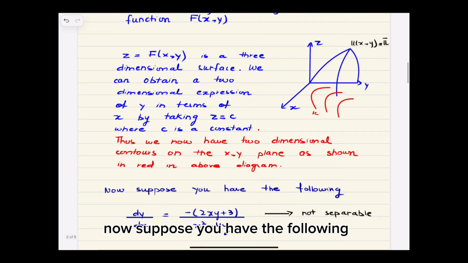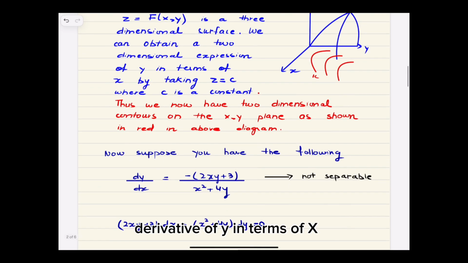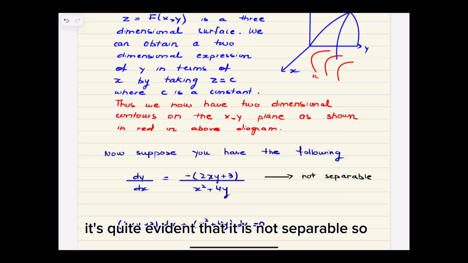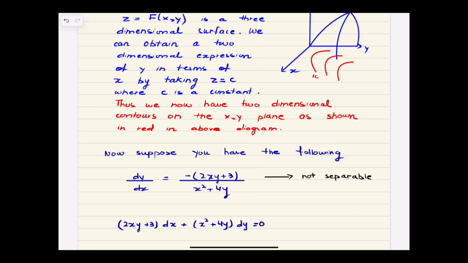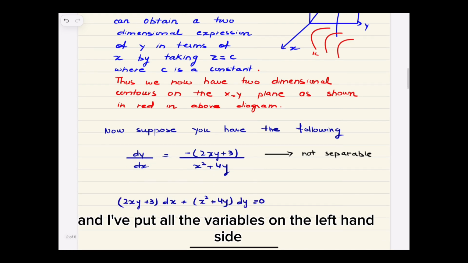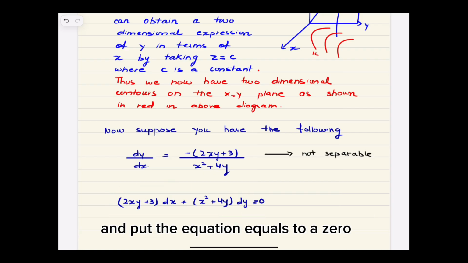Now suppose you have the following derivative of y in terms of x. As you can see, it's quite evident that it is not separable. So this is how we're going to solve it. Basically I've cross multiplied these, and I've put all the variables on the left hand side and put the equation equal to 0. Okay, so this is basically our first step.